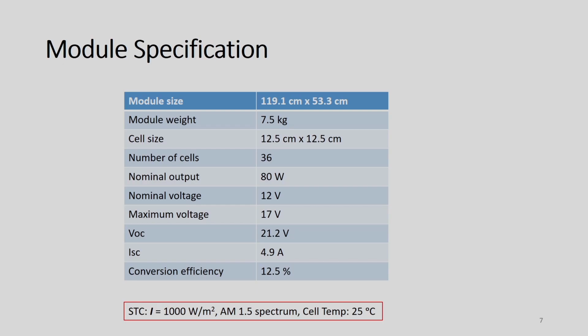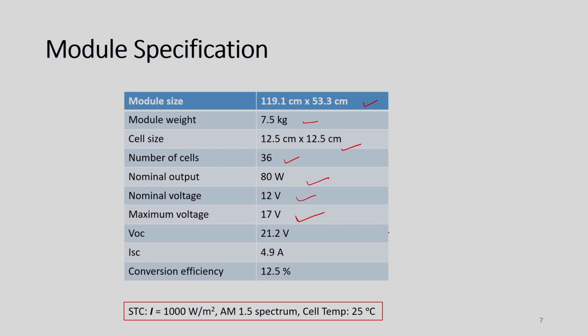So, here the module size is about 119.1 centimeter by 53.3 centimeter, and of course, there are multiple options of fabrication of modules, and these are internationally accepted, but normally these modules are widely available and practically used. So, module weight is about 7.5 kg, then cell size is 12.5 centimeter by 12.5 centimeter, and number of cells, as I said, is 36, nominal output is 80 watt and nominal voltage is 12 volt, then maximum voltage is 17 volt and VOC is about 21.2 volt and ISC is 4.9 ampere.